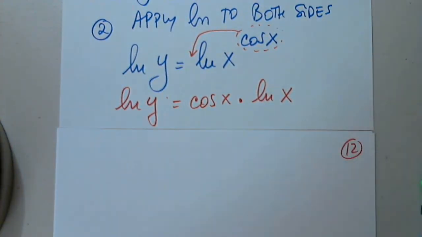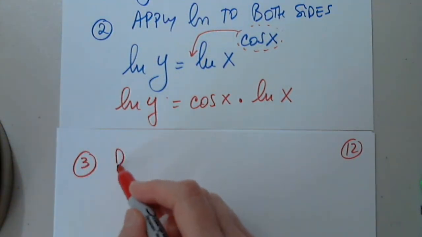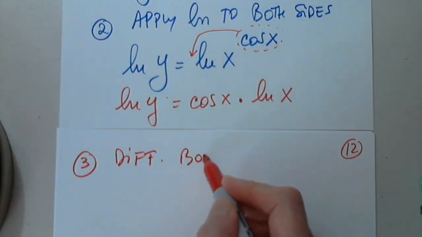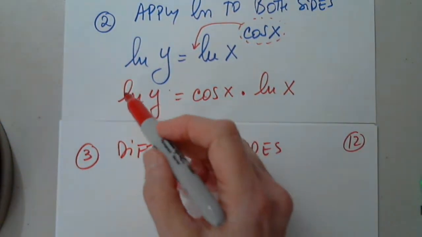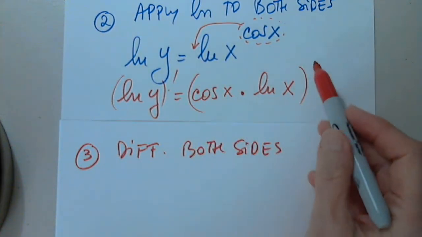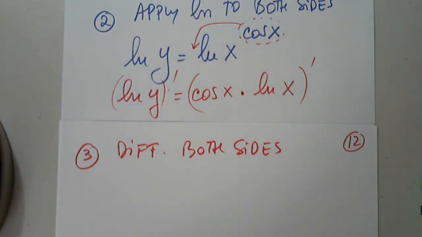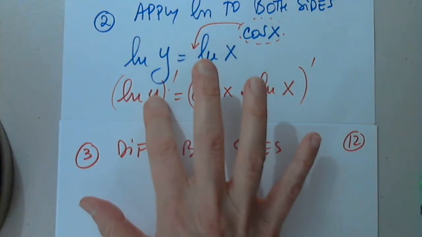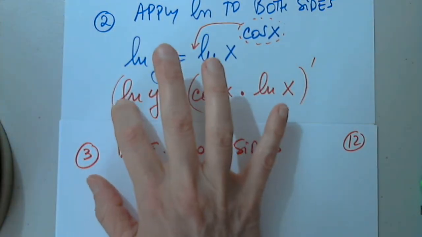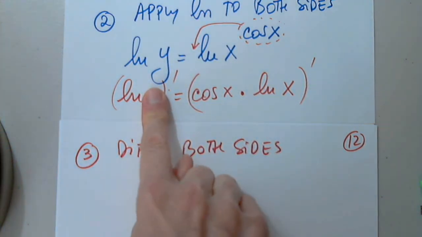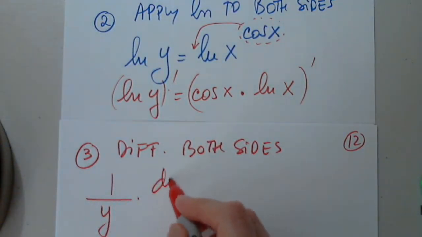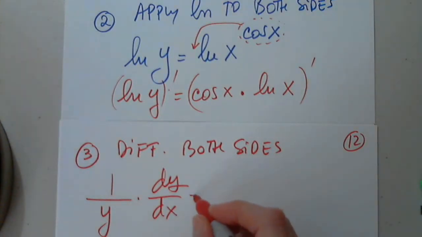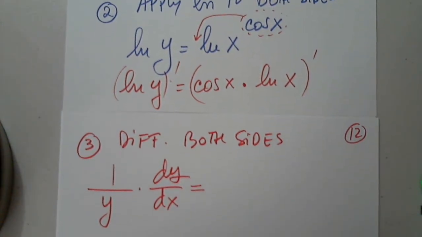Our step 3, differentiate both sides. Can anyone help? Remember, this is a function. So this is a function that is the outer, and this is the function that is the inner. The left is going to be 1 over y times dy dx. Brilliant. That's it. That's all I want you to say. Excellent. Who was that? Aaron?